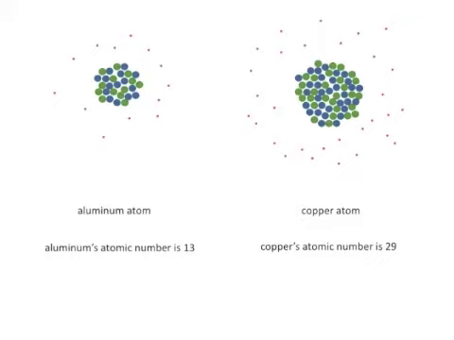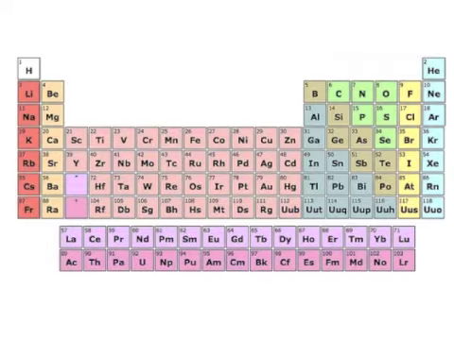If these numbers sound familiar, it's because they correspond to the numbers that were on the periodic table that we looked at earlier. Notice that aluminum, whose chemical symbol is Al, is in block number 13. Notice that copper, whose symbol is Cu, is in block 29. The elements are arranged on the periodic table according to their atomic number. So if you ever need to know the number of protons that are in the atom of an element, just look at the number at the top of its block in the periodic table.